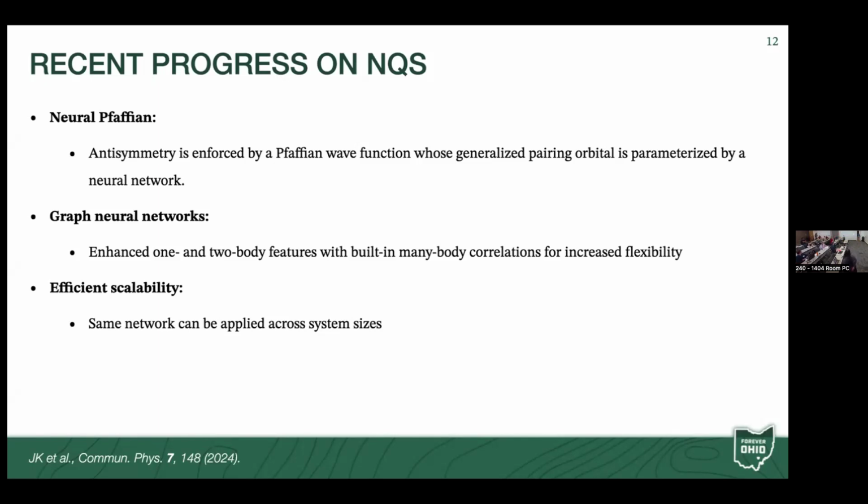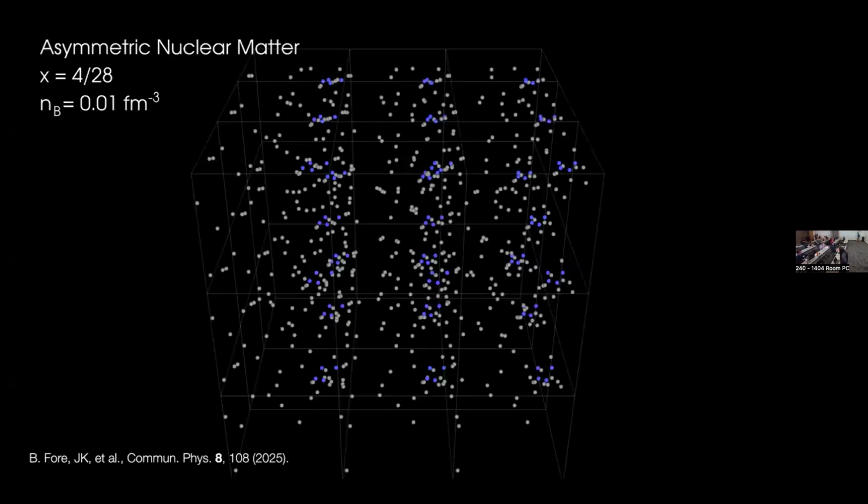Previous slide. On the previous slide, you have this crystal structure. Is it because the boundary condition is set up that way, or does it actually come out from the wave function itself?